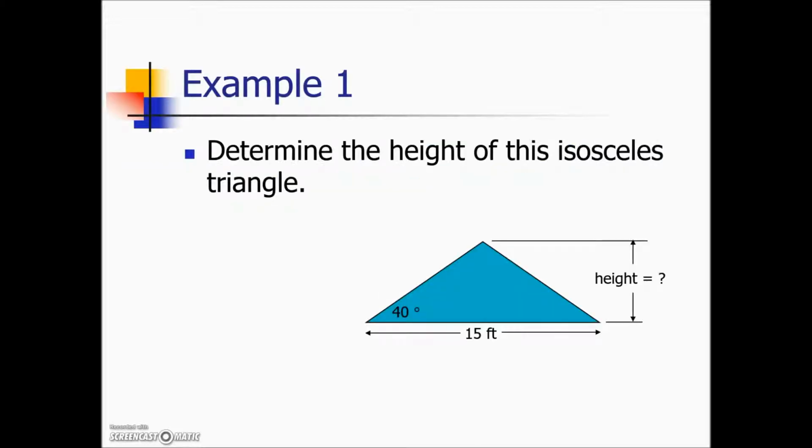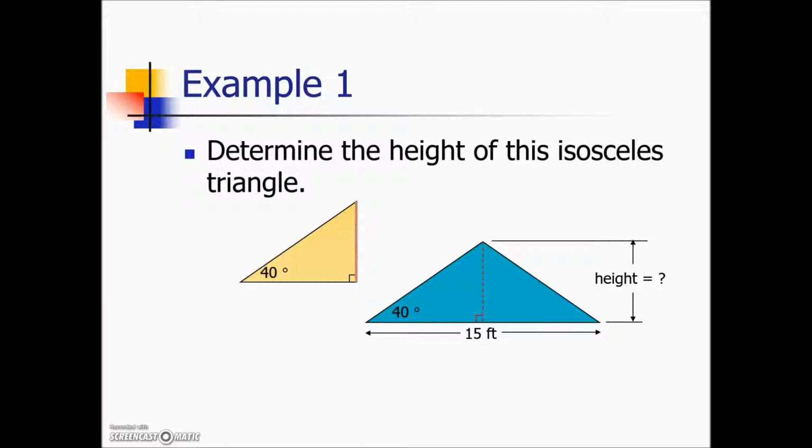In this first example, they're asking us to determine the height of this isosceles triangle. To do that, we will begin by drawing an altitude from the upper vertex of this isosceles triangle to the opposite side. This will create two identical right triangles. And if you recall, that altitude bisects the opposite side.